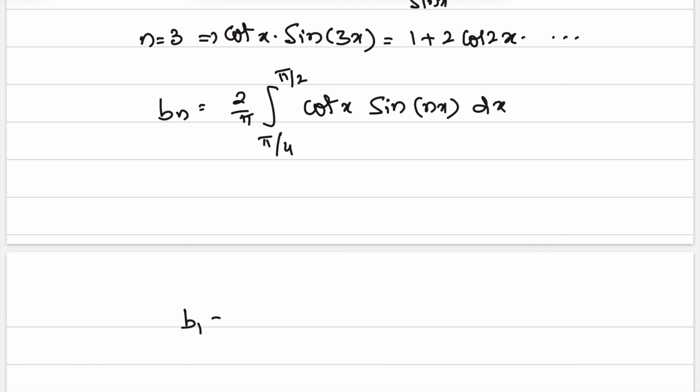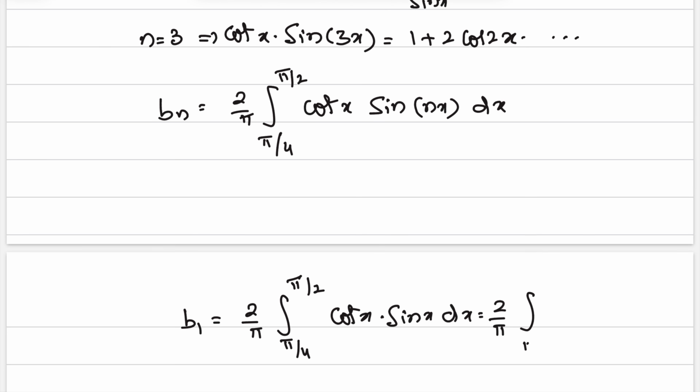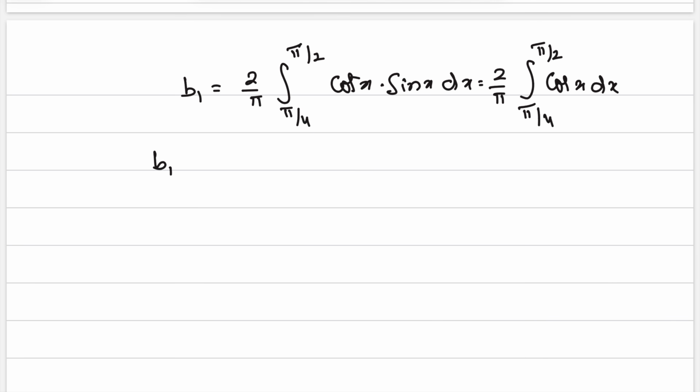What is B1? B1 is equal to 2 by pi into the integral from pi by 4 to pi by 2 of cot x into sin x, because sin nx is sin x. That is equal to 2 by pi into the integral from pi by 4 to pi by 2 of cos x dx. What will be its value? B1 is equal to 2 by pi into, what is the integral of cos x? Integral of cos x is nothing but sin x.